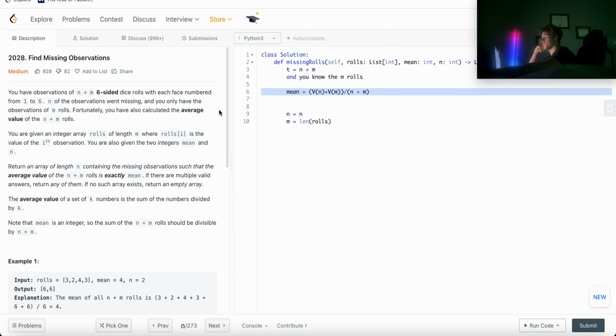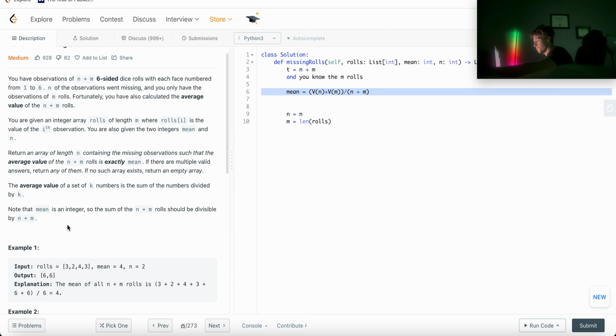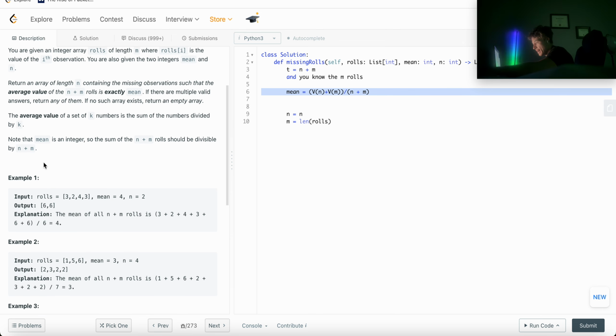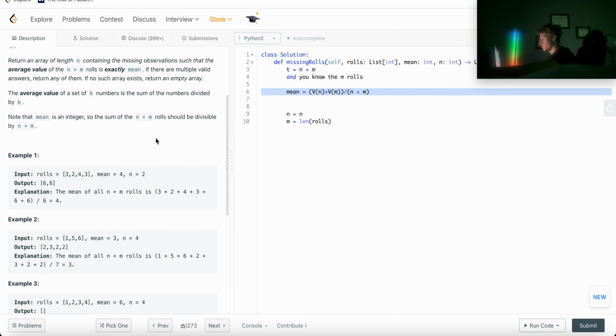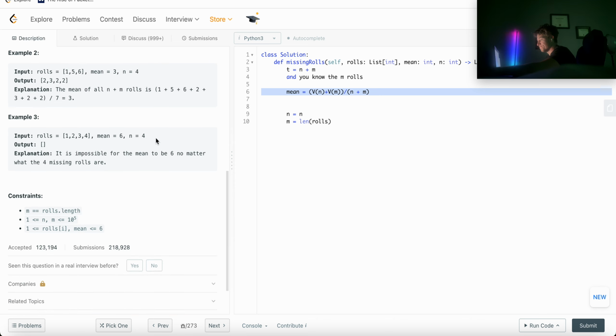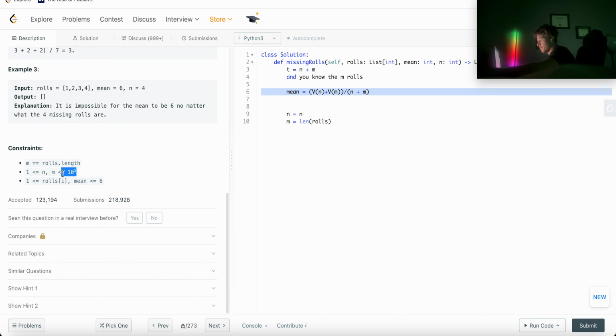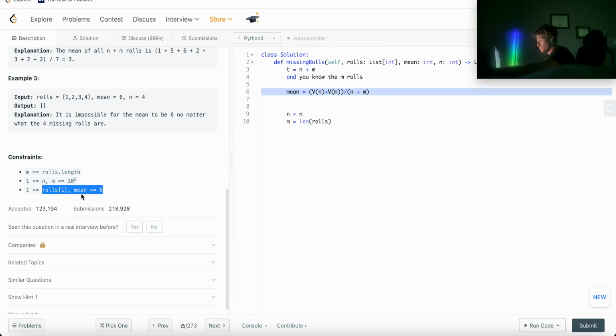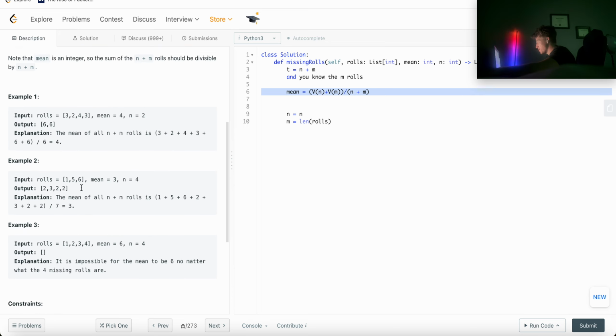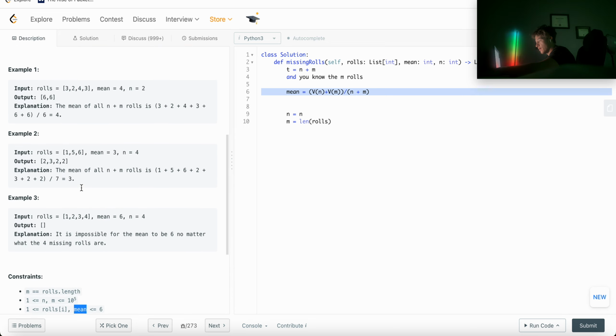The average value of a set of k numbers is the sum divided by k. Yeah. We know how to. I hope we know how to do averages. Note the mean is an integer, so the sum of n plus m should be divisible by n plus m. All right, so it has to be divisible. All right, 10 to the 5. Yeah, of course the mean is going to be between the maximum value and the minimum value. How do we go about this?